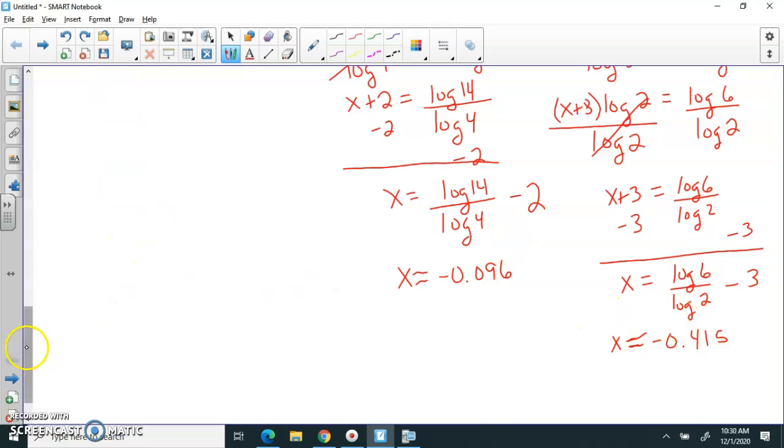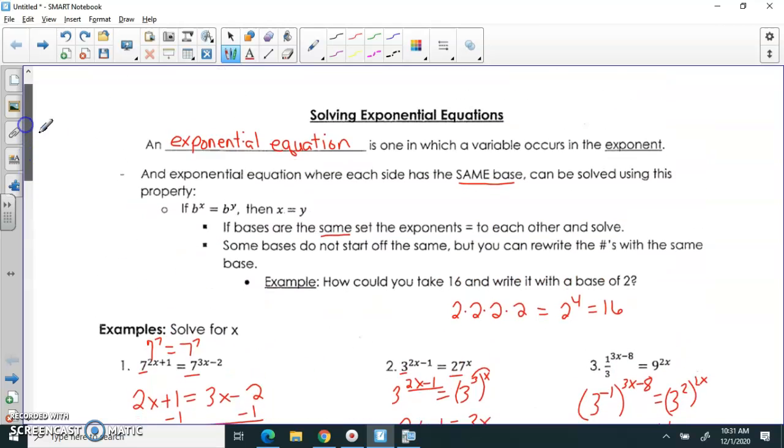Okay, so this is how you solve exponential equations. Check your plan book for your assignment. Reach out if you have questions.